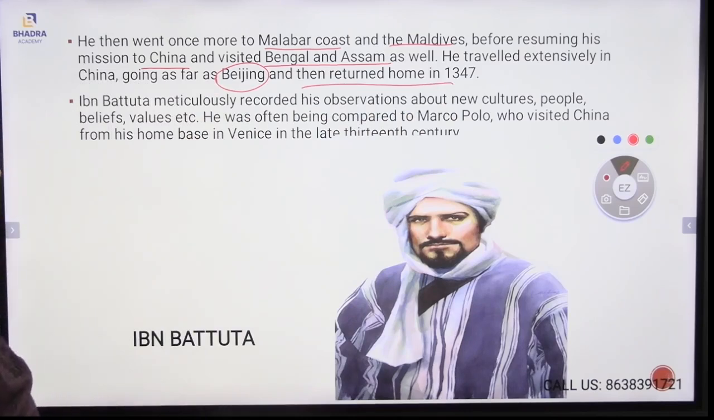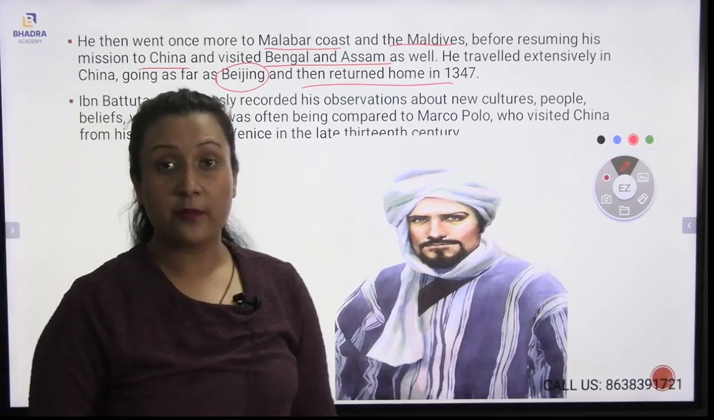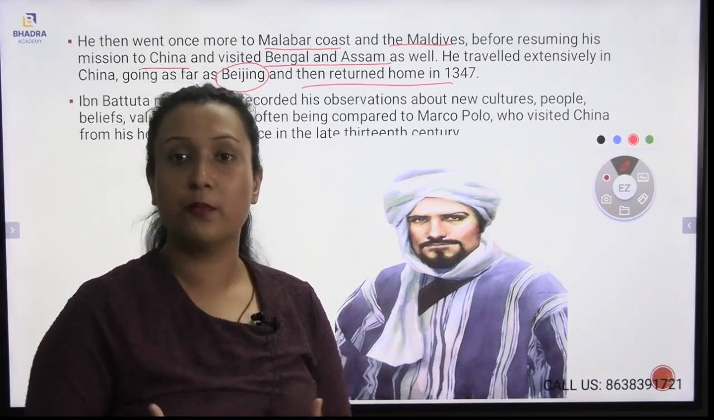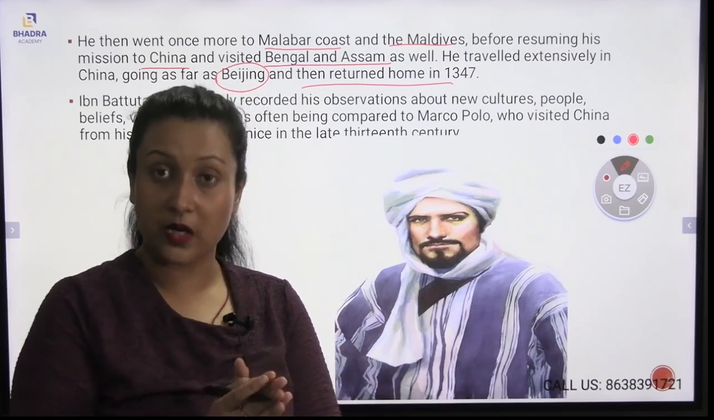Ibn Battuta meticulously recorded his observations about new cultures, people, beliefs, values, etc. He was often compared to Marco Polo, who visited China from his home base in Venice in the late 13th century. Through his experiences and observations, he wrote so many books and also gained so much knowledge. He was also compared to Marco Polo.